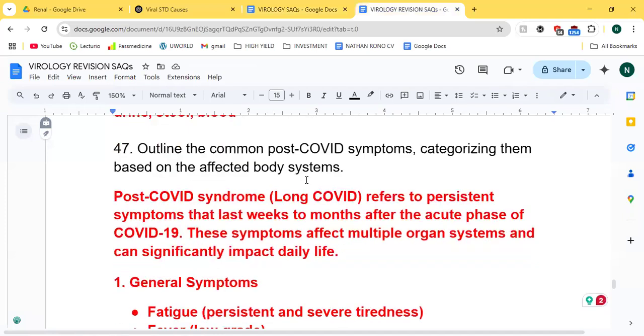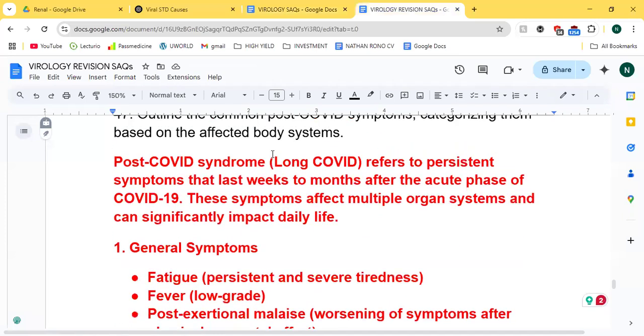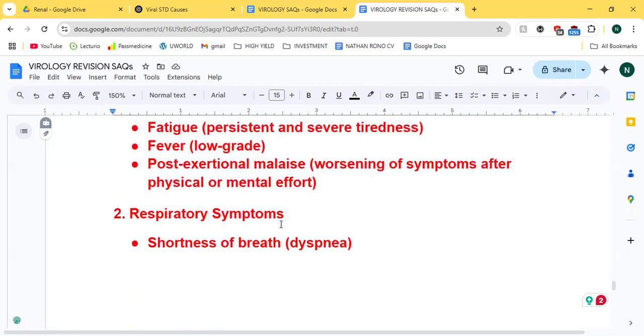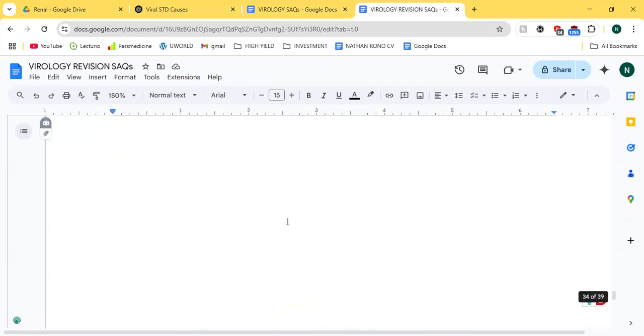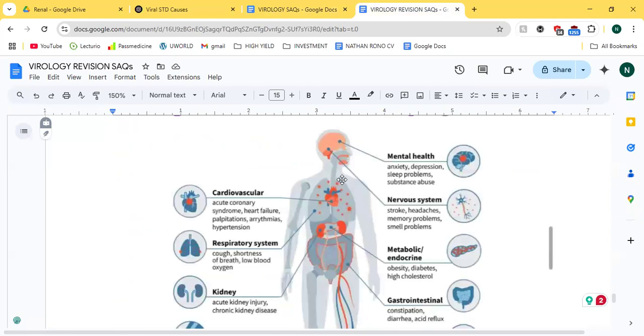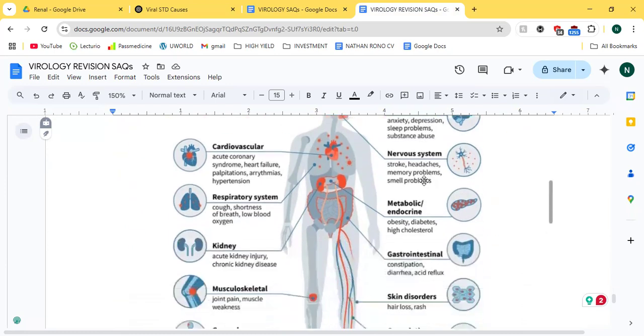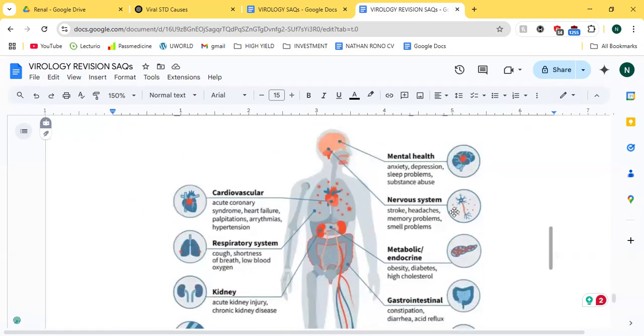So post-COVID syndrome, or the long COVID, refers to persistent symptoms that last weeks to months after the acute phase of COVID-19. And it affects very many organs. So I have a diagram here, from your notes. We start from CNS. So we have mental health: anxiety, depression, sleep, substance abuse. Then CNS itself: stroke, headaches, memory problems, smell problems.